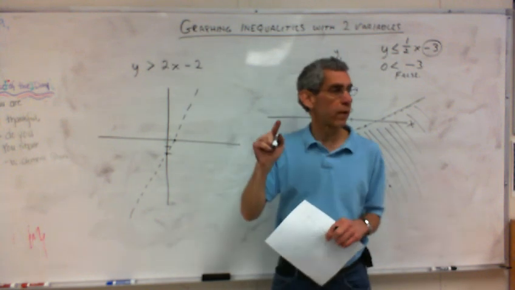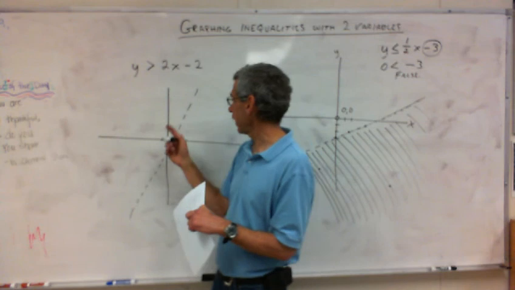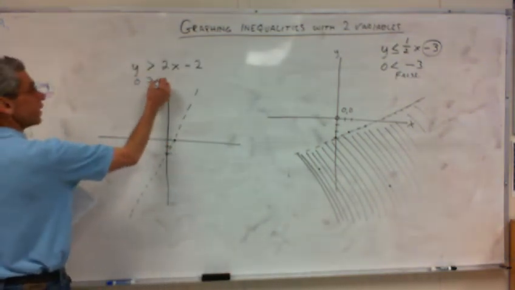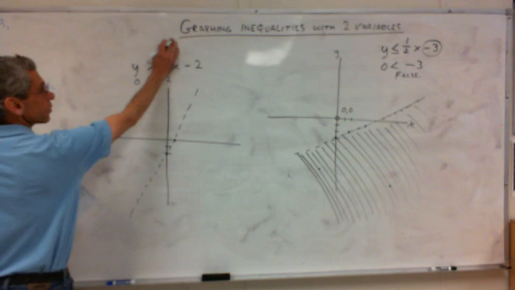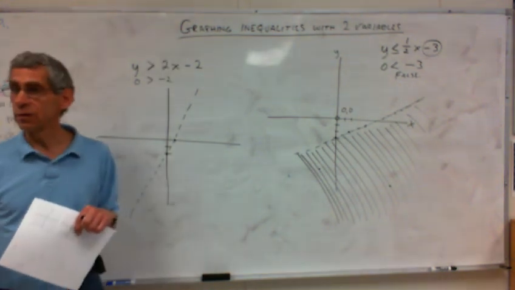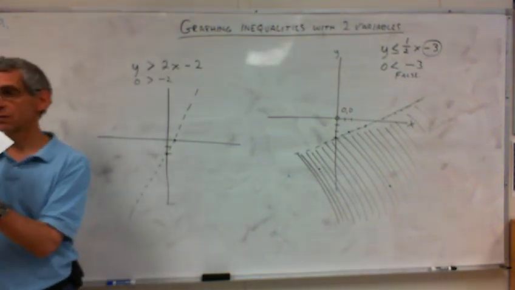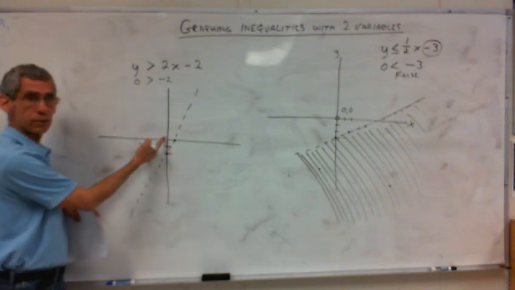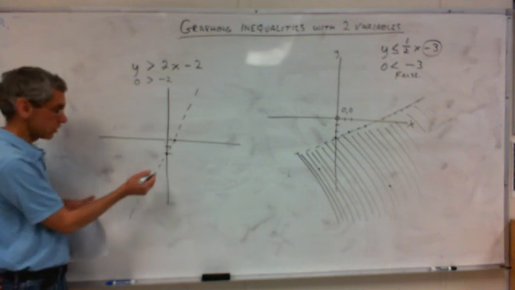You guys, half of you are right and half of you are wrong. If I choose 0, 0, that's true, 0 is greater than negative 2, because this crosses out. 0 is bigger than negative 2. Negative 2 is over here. Here's 0. Right? Therefore, this is a solution right here. You see, this is a solution.